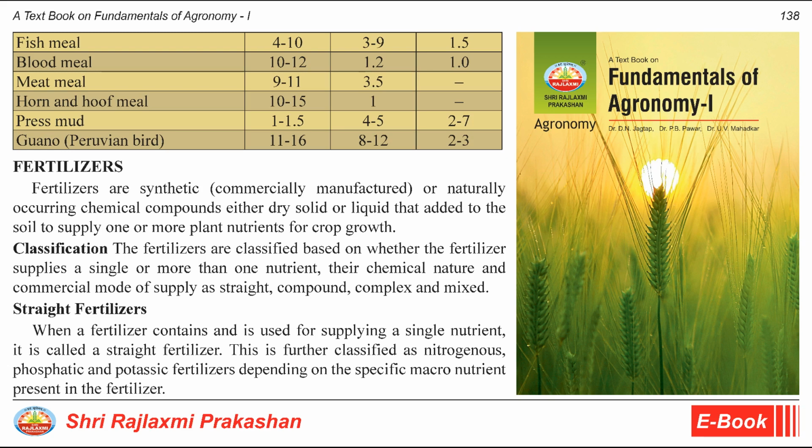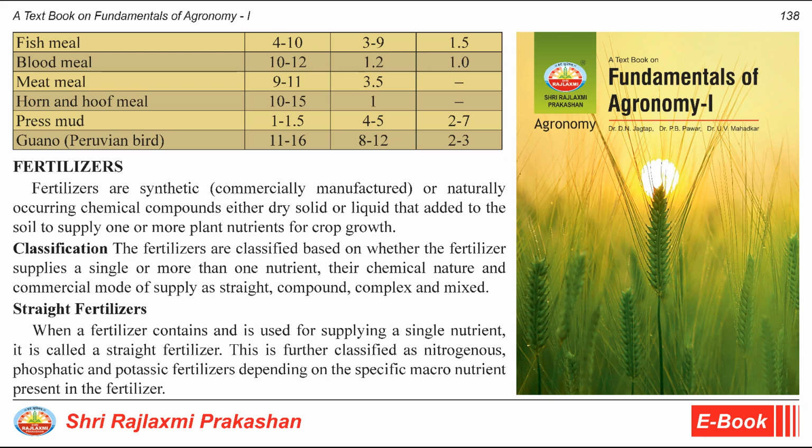Manure number 18, blood meal. Percentage composition of N 10 to 12%, P2O5 1.2%, K2O 1.0%. Manure number 19, meat meal. Percentage composition of N 9 to 11%, P2O5 3.5%. Manure number 20, horn and hoof meal. Percentage composition of N 10 to 15%, P2O5 1%.